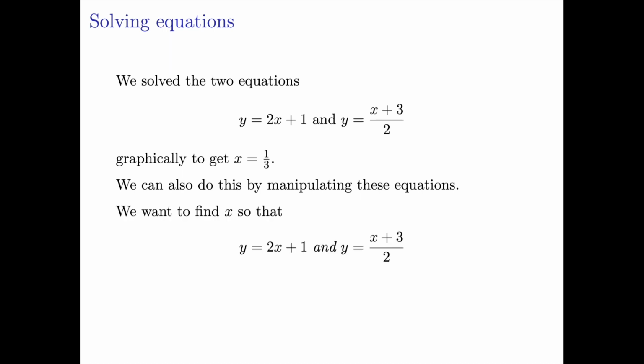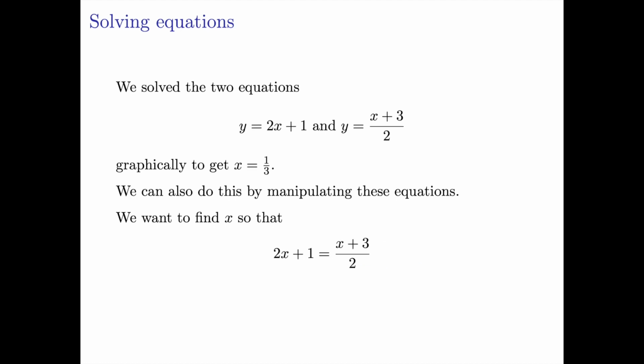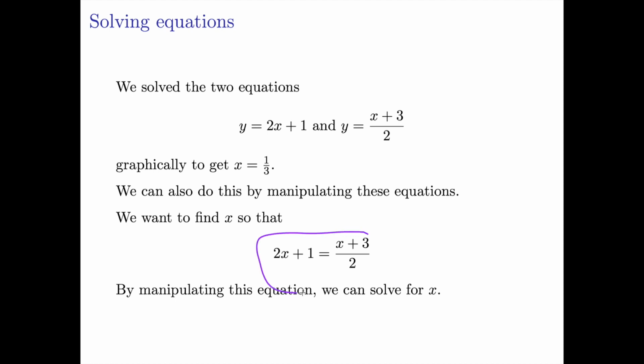So what we want to find is the x where both of these things are true. So y equals 2x plus 1 is true, and y equals (x plus 3) over 2 is true. So if we have an x and a y, so that y is 2x plus 1, and it's also (x plus 3) over 2, then 2x plus 1 has to equal (x plus 3) over 2. So we've got now an equation with one unknown, and we can solve that for x, using what we learned about manipulating equations. So let's start with this equation.